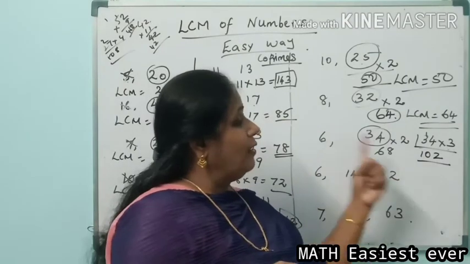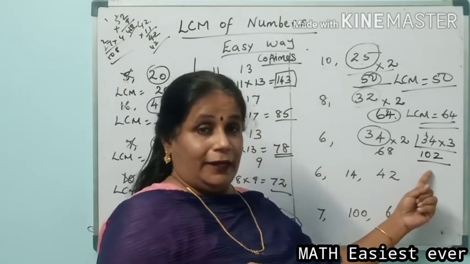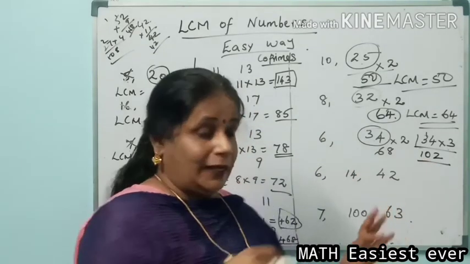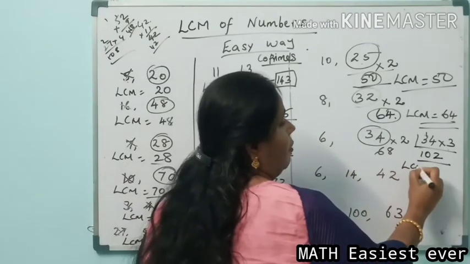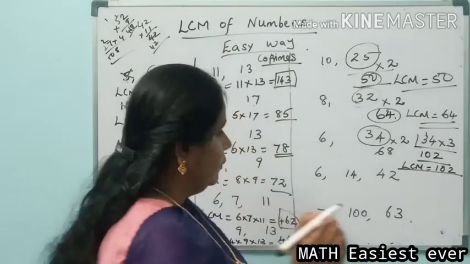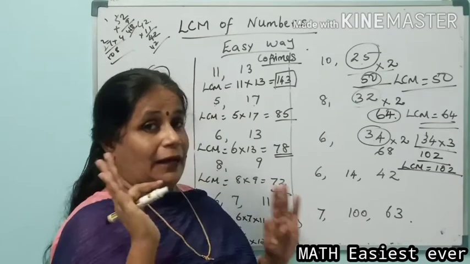Now 6 divides 102 completely. If you check, you will get the answer. So 6 divides 102 completely, so your LCM of 6 and 34 is 102. Hope this is clear for you. Next we will go for 3 numbers.